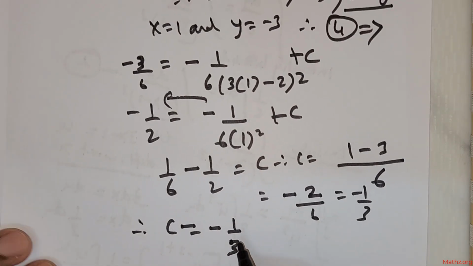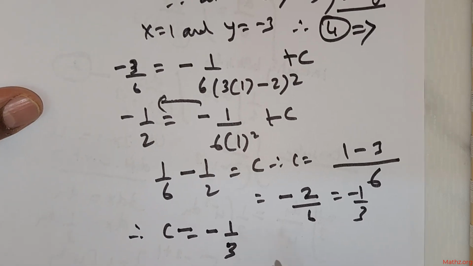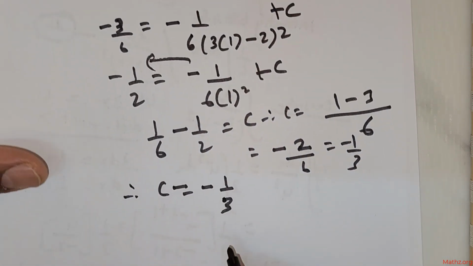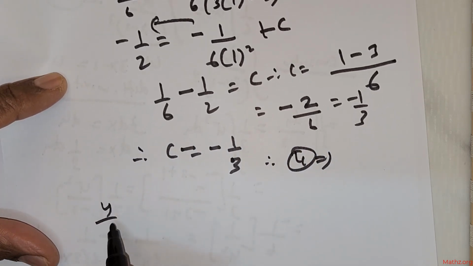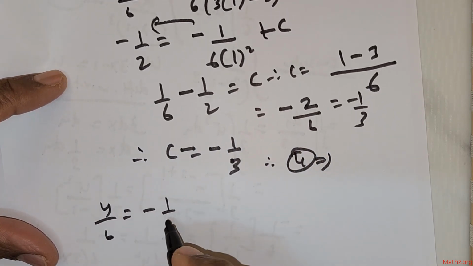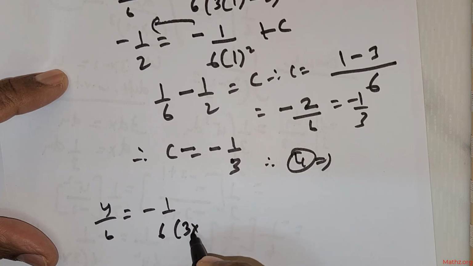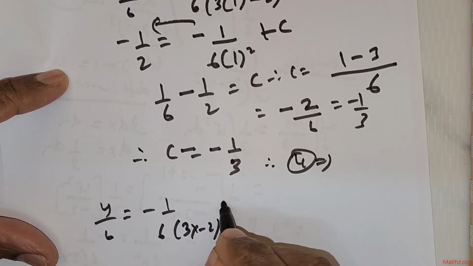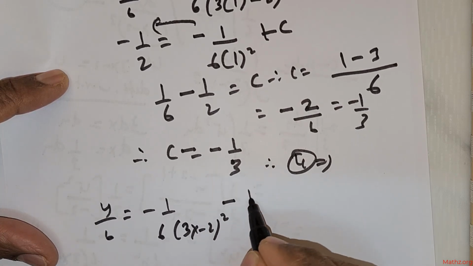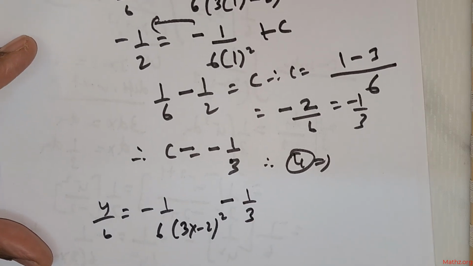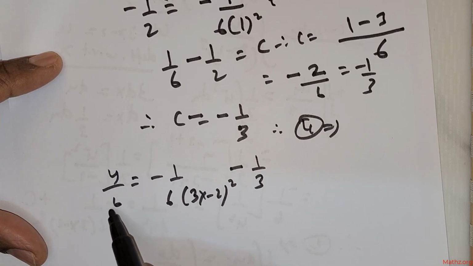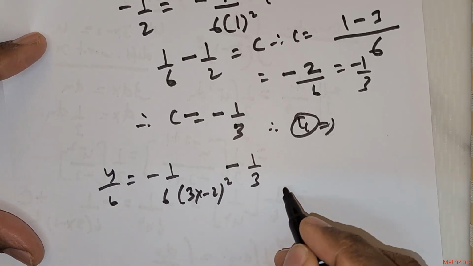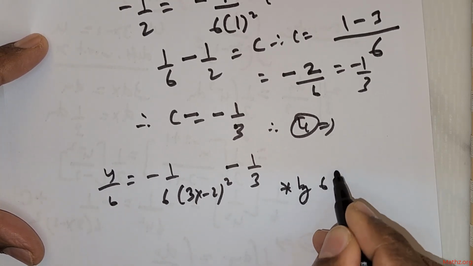Okay, so now what you need to do, you need to take this value and substitute it over here, right? So therefore 4 can be rewritten as y over 6 is equal to negative 1 over 6 times (3x - 2) raised to the power of 2. You have negative 1 over 3, so place that. Now we need to get the equation of the curve, and that means we need to get rid of this 6. So multiply by 6 throughout.